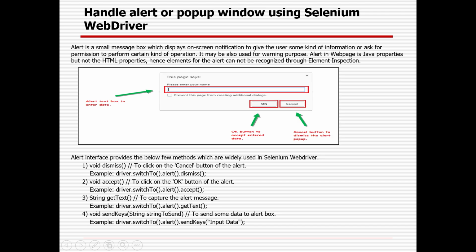So an alert is a small message box which displays an on-screen notification to give the user some kind of information or ask for permission to perform a certain kind of operation. It may also be used for warning purposes. An alert in a web page is a Java property, not an HTML property, and that is the reason you cannot detect those elements through element inspection. So you need to take help from the Alert interface and the relevant methods.